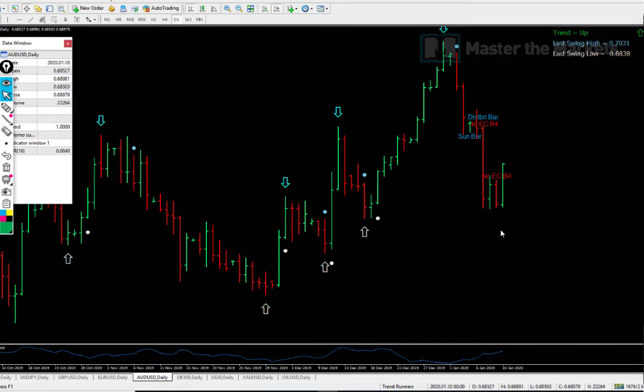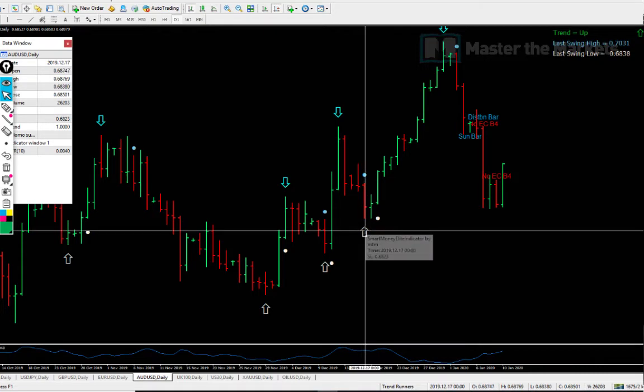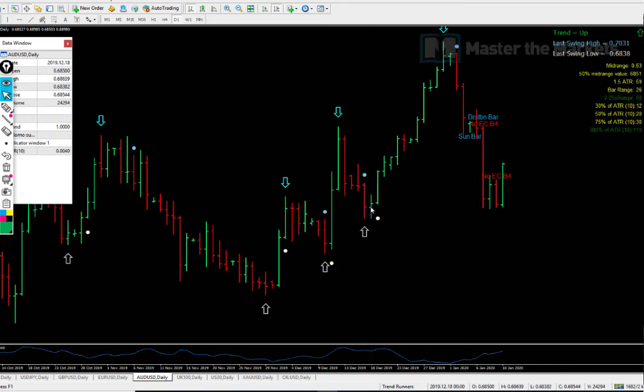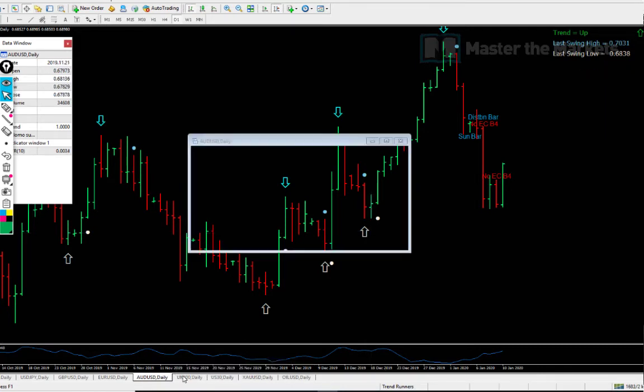Aussie dollar over here, we have this last swing low over here. Let's take a look. I guess you guys are getting the idea, right? 6838, 68382, that's an IB, right? That's an IB minus 1. Not only currencies, you can apply this to anything.